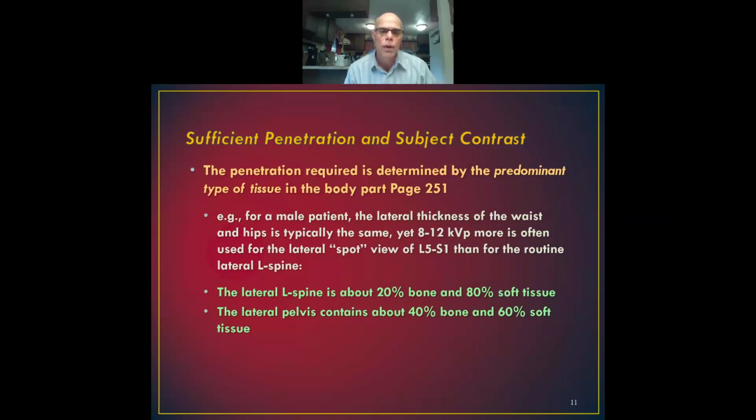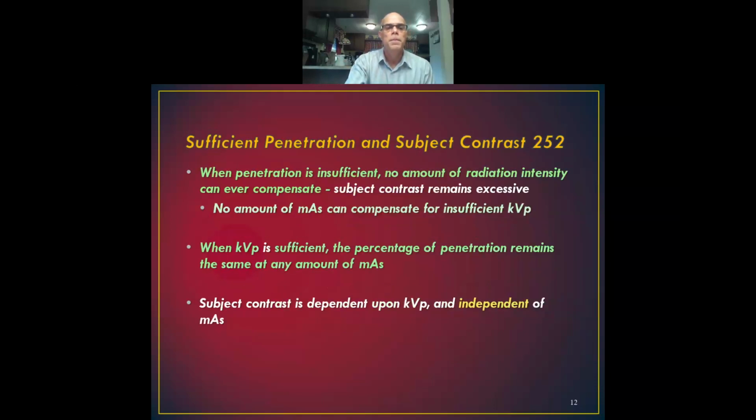It says the lateral L-spine is about 20% bone and 80% soft tissue. The lateral pelvis contains about 40% bone and 60% soft tissue. So that lateral pelvis, that's what you're going to be shooting through when you're getting that L5-S1 junction image on a L-spine series. So that is going to require, again, 8 to 12 kVp more.